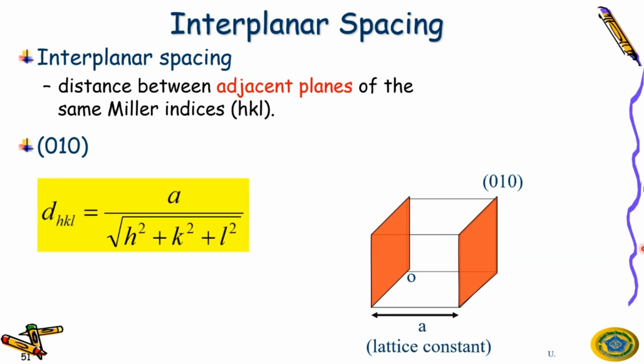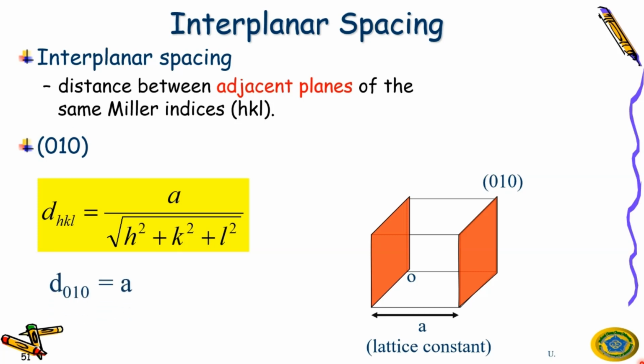This is the easy way, but I want to give you a formula. Ladies and gentlemen, please remember this equation. I don't give this to you in your final exam, so you need to remember. So d_hkl equals a divided by root of h squared plus k squared plus l squared. H represents the first number, k represents the second number, l represents the third number.